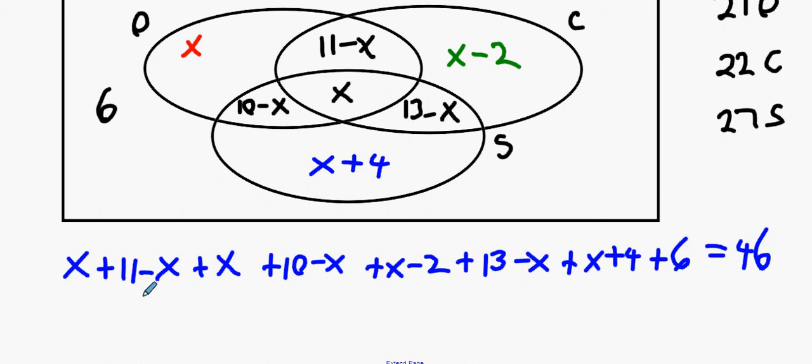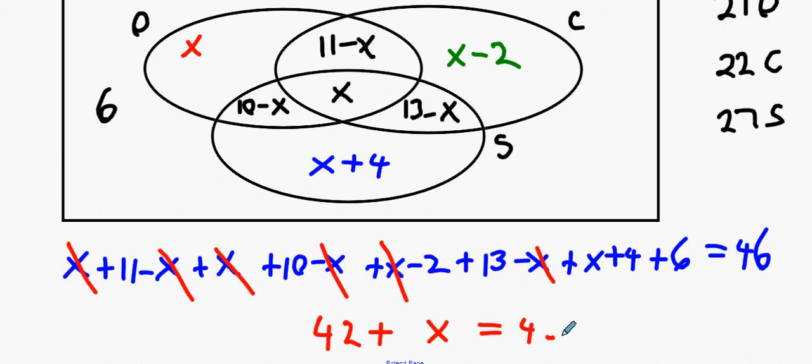Right. X minus x. X minus x. X minus x. I see one x left over, yeah? 11 plus 10, 21. 21 take 2, 19. 19 plus 13, 32. 32 plus 10, 42. X equals 4. How many people got x equals 4? Well done.